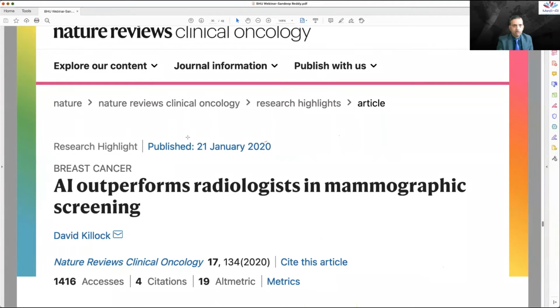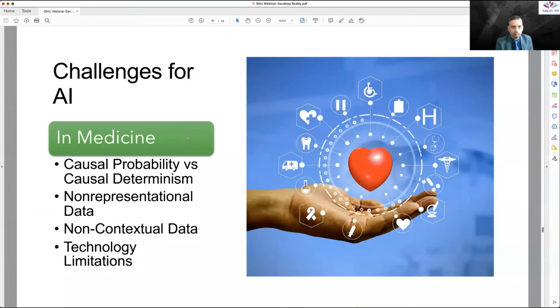But now let's look at the headlines that are coming out, whether it's in scientific publications or in the media. Here we see Nature, which is a top medical journal, saying AI outperforms radiologists in mammographic screening. You also see in the general media saying AI is doing better than doctors. But is it so in reality? Not so, because there are a lot of challenges in terms of adoption of AI.